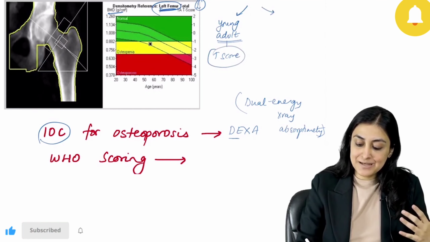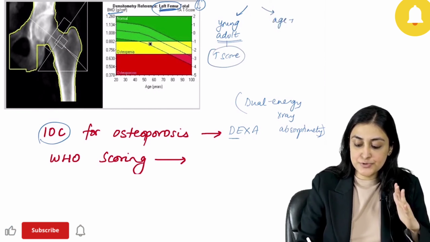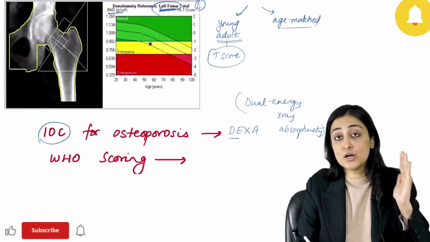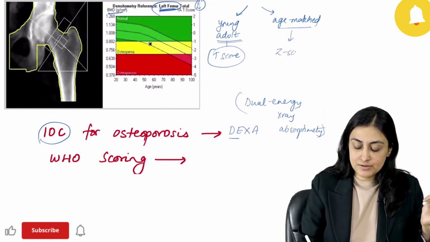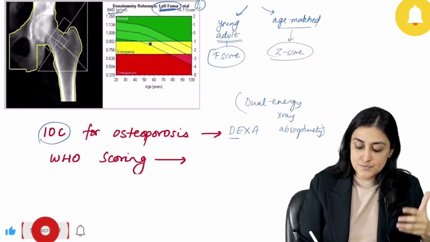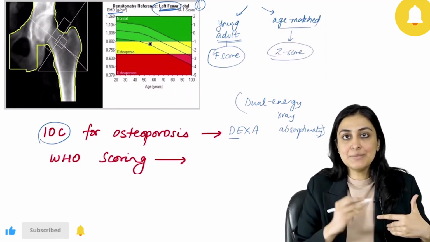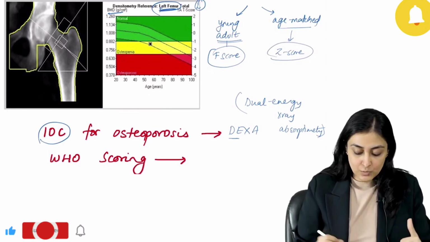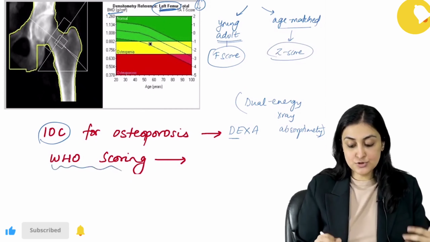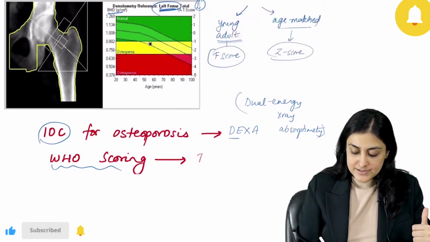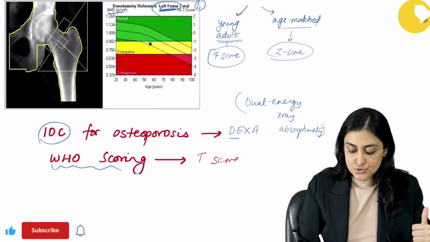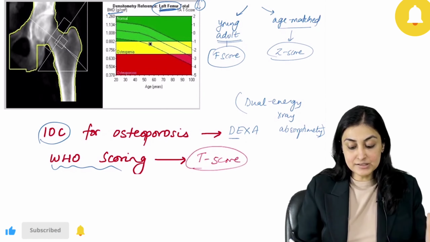On the other hand, if I compare it with the age-matched person, so whatever is the age of my patient, if I compare the bone mineral density with a normal age-matched individual, that score is called the Z-score. So there are two scores in terms of which the DEXA scan can be expressed. Now, what is the WHO scoring? The WHO scoring, remember, uses the T-score for their grading.